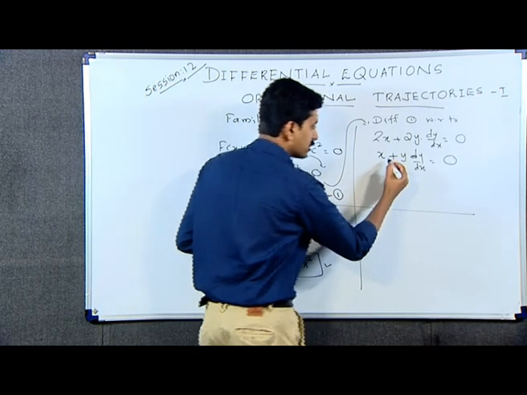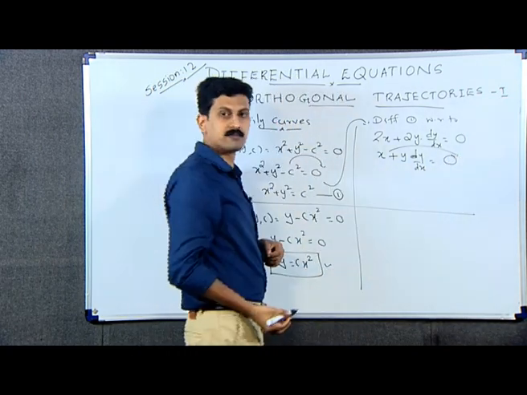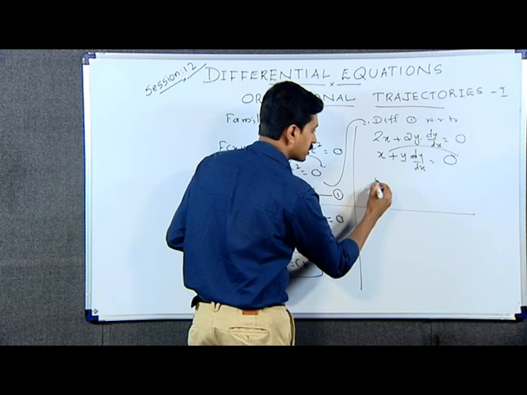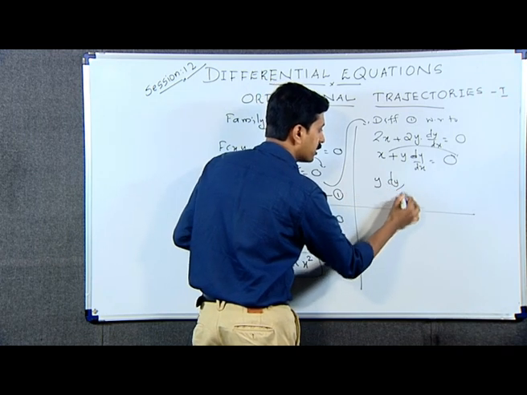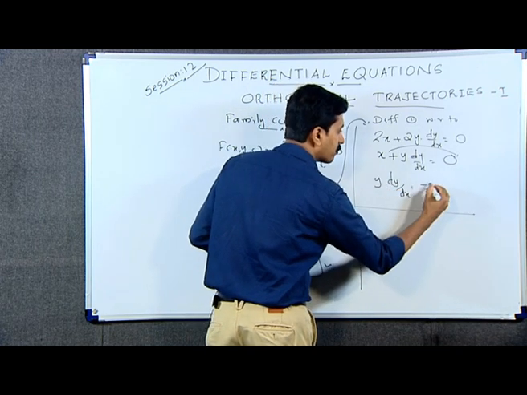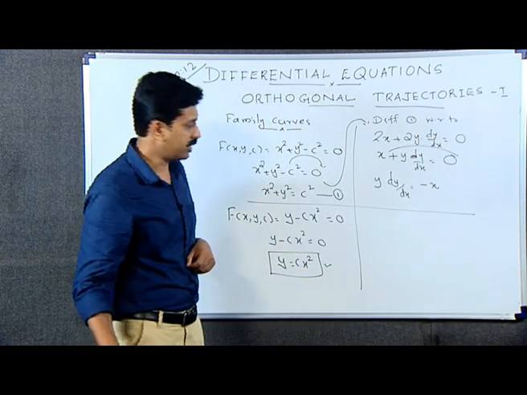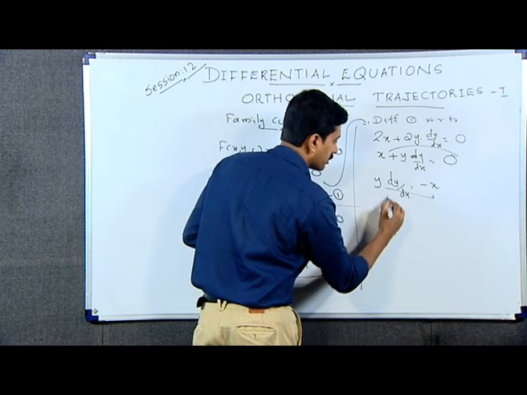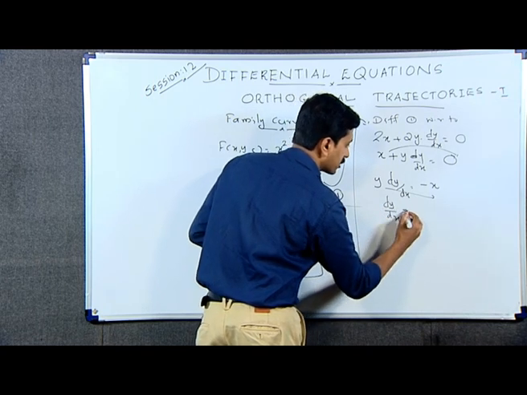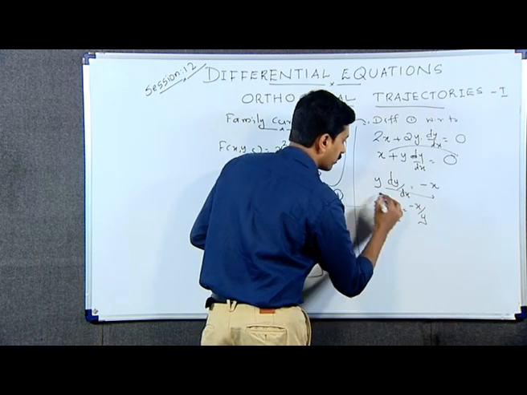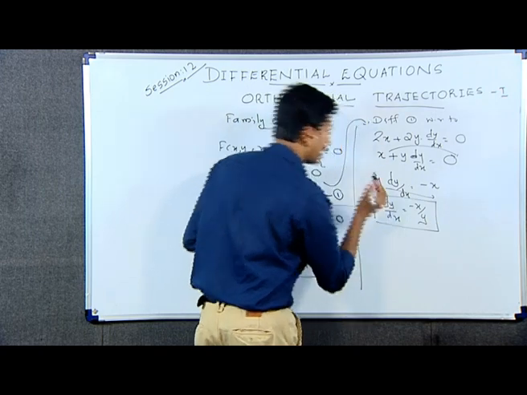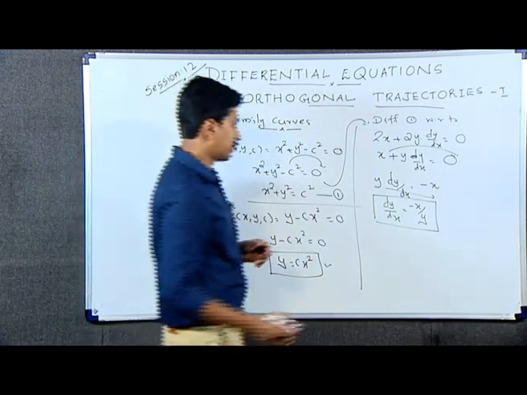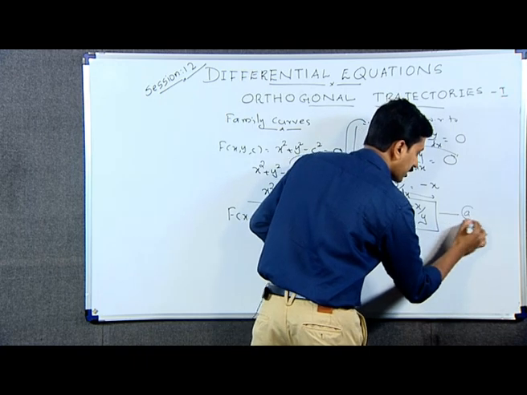So, we will have x plus y into dy by dx equal to 0. I am taking this x to the opposite side, plus x becomes minus x, so y dy by dx is equal to minus x. See what will happen, I am taking y to the denominator, therefore dy by dx equal to minus x by y. I am treating this as equation A.